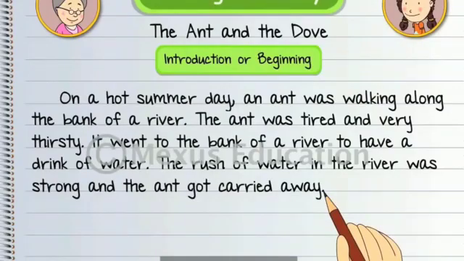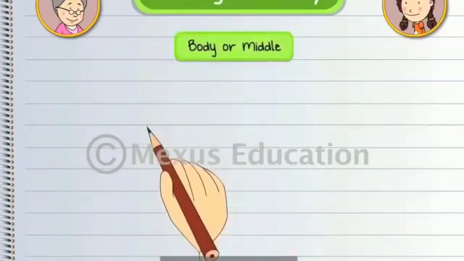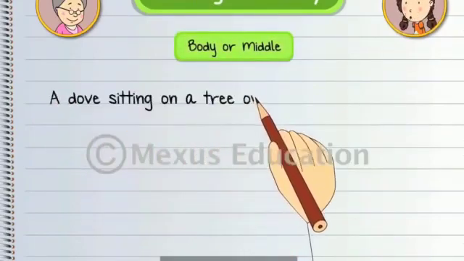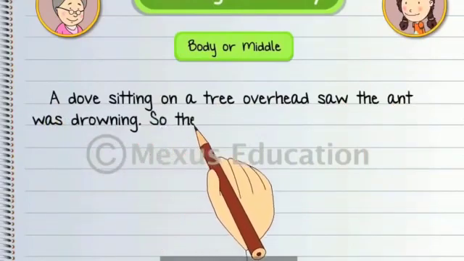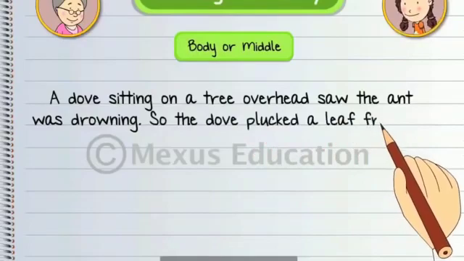Now we will write the body. As I have told you, there are three parts of a story: the beginning, the middle part or the body, and the ending. So we will start the body.